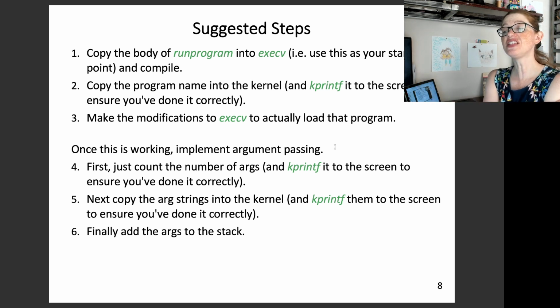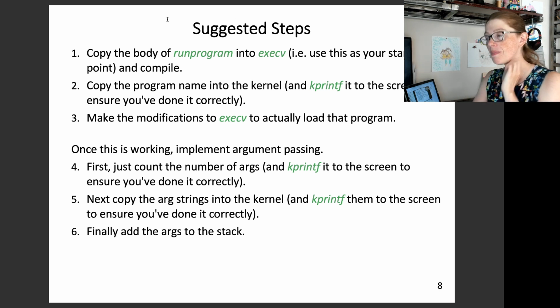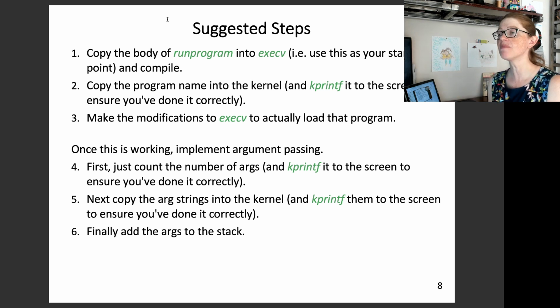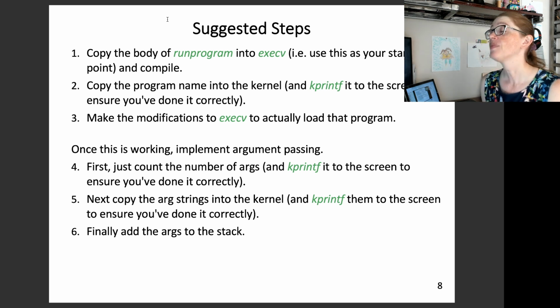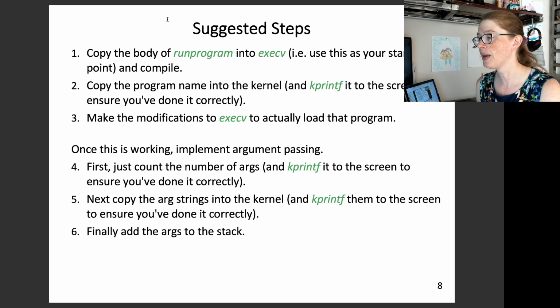We have this list of suggested steps. I've already gone through them. Step 1, copy runprogram into execv. Step 2, once you have that working and compiling, it's not going to actually execv anything because you haven't passed it a program name, but just make sure that it compiles. Then do the part where you copy the program name into the kernel. Make sure you're using copyinstr, and make sure you actually allocate the space in the kernel for the program name to go. Don't write to memory that isn't allocated.